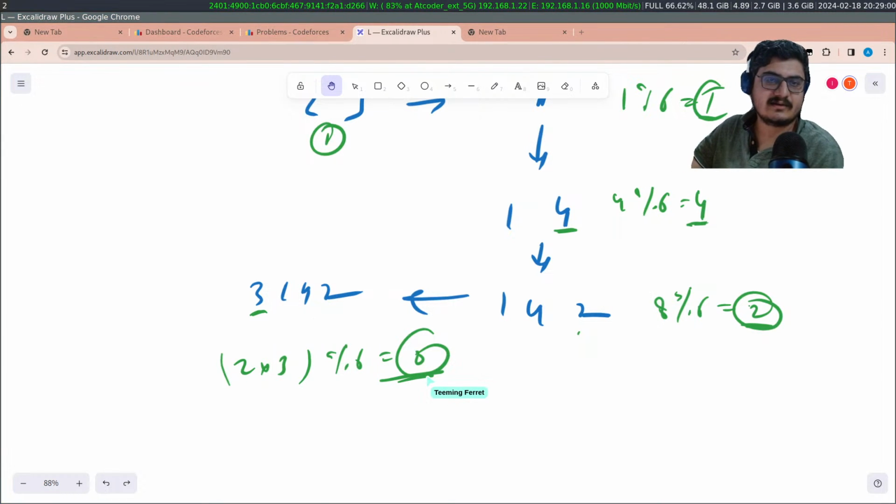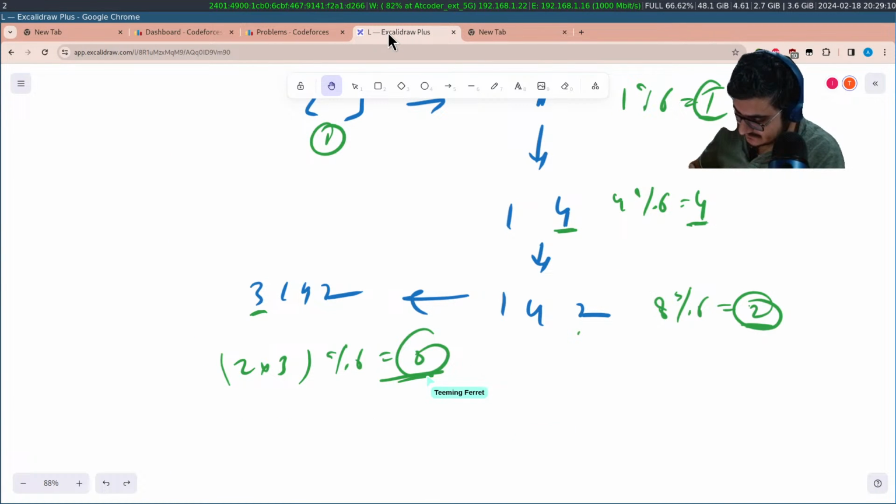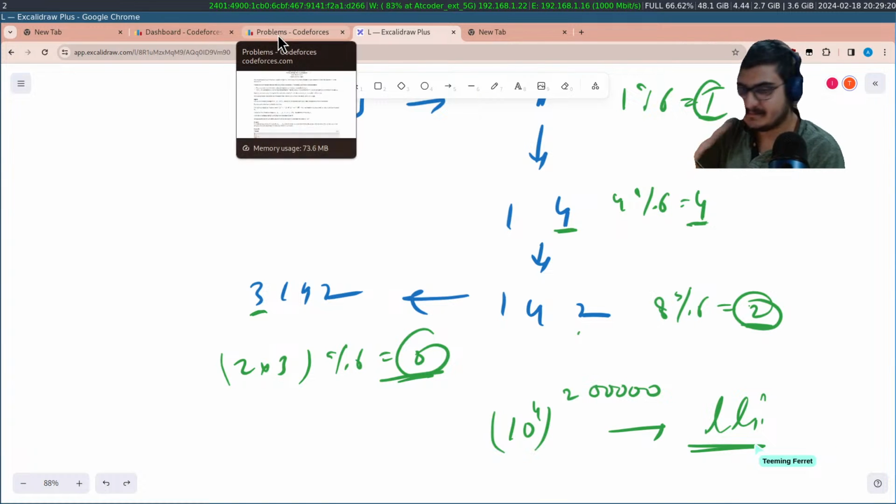The problem is that we cannot take the complete product as an integer either, because each number is up to 1e4 and there are 2 to the power 5 numbers. So in the worst case our final product can be 10 to the power 4 into 2005, and it will exceed the long int limit. This was the main idea: instead of dividing, you start with an empty array and keep adding left and right based on the values of L and R. Multiplying a new number and taking modulo again is an easier job.